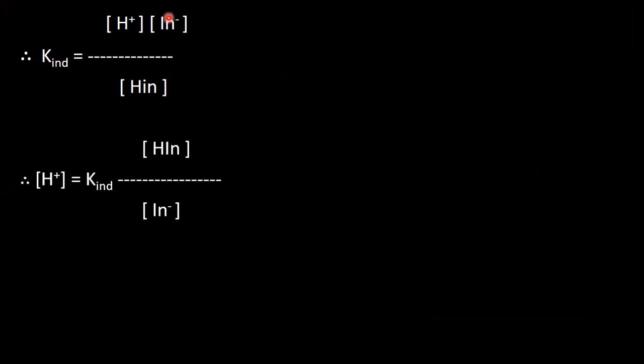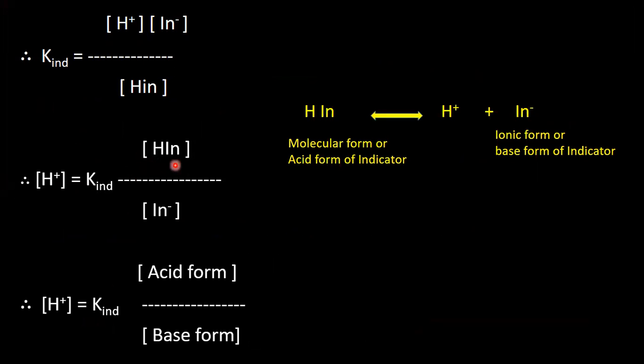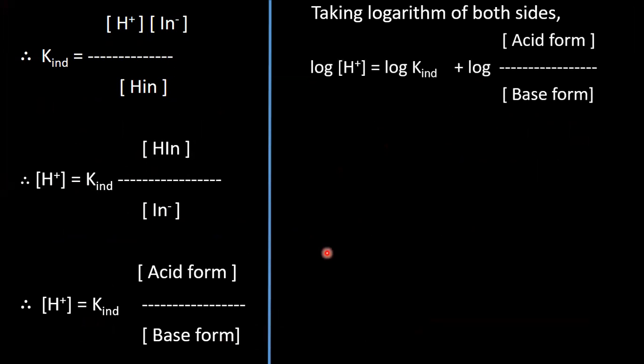Then rearrange the equation for hydrogen ion concentration. K indicator constant is equal to HIN upon IN. This HIN is nothing but the molecular form of the indicator, and IN is nothing but the ionic form of the indicator. Now take the logarithm of both sides. Then we get this much.